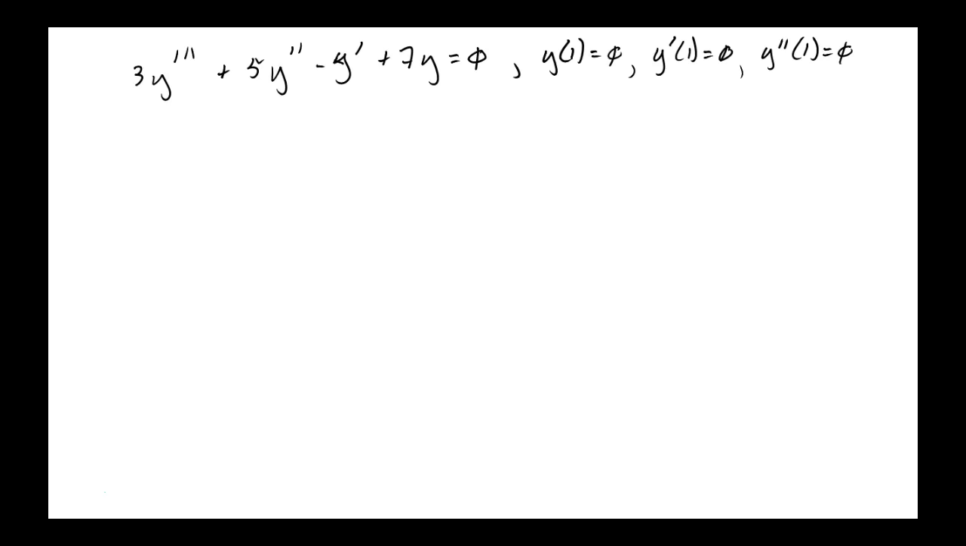Now, this initial value problem, if you think about it, the trivial solution solves it, doesn't it? Trivial solution being y is equal to 0. If y is equal to 0, y prime is equal to 0, y double prime is equal to 0, y triple prime is equal to 0, and all those things multiplied by whatever they're multiplied by, added together, subtracted, whatever, they're going to equal 0. And y of 1 is going to be 0, y prime of 1 is going to be 0, and y double prime of 1 is going to be 0.